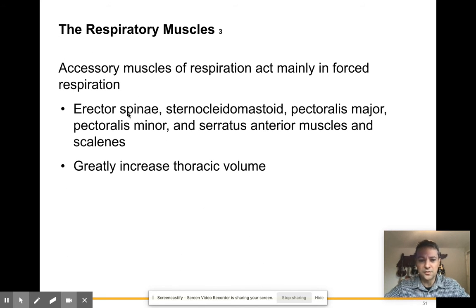Okay, the erector spinae muscle; those are muscles of your back. Okay, the sternocleidomastoid muscle is another large muscle in the neck. Okay, it goes from the sternum to the clavicle to the mastoid of the skull. Your pectoralis major and pectoralis minor muscles; these are the muscles of your chest. Okay, they help move your arms forward, but they're also going to help increase the volume of your thoracic cavity if they're needed. Serratus anterior are muscles that connect your lats and your rib cage together. Okay, those are going to also help in increasing thoracic volume.